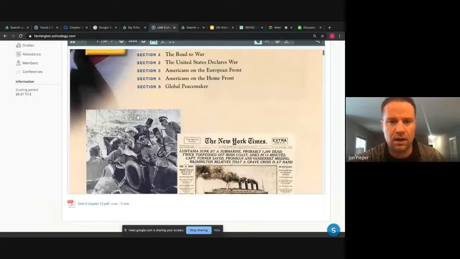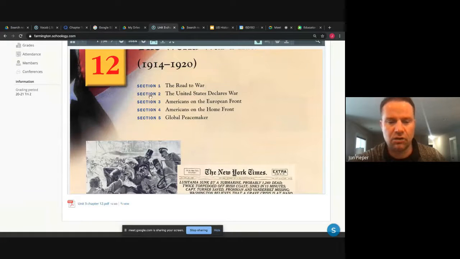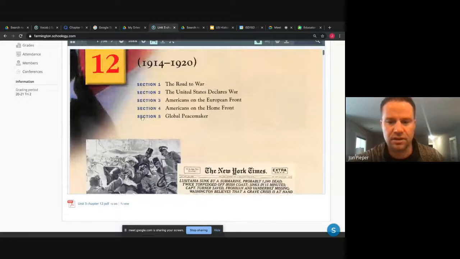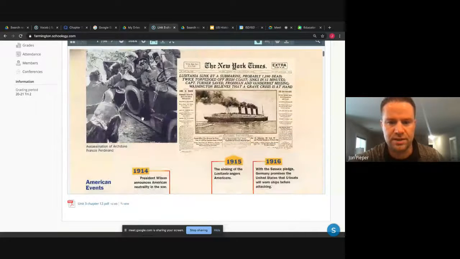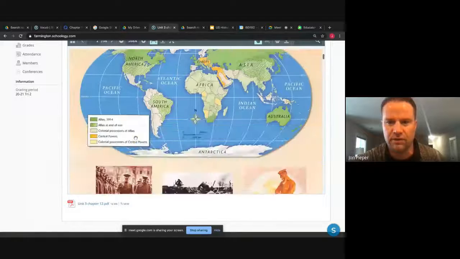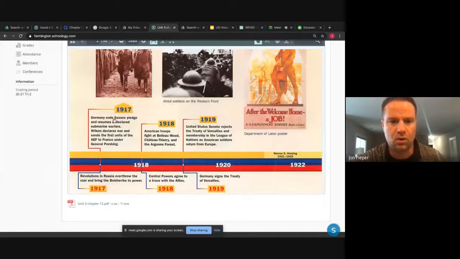It's going to go chronologically here. Section one is going to talk about the causes, the road to war, and then in section five you'll start to talk about Wilson, the 14 points at the end of the war there. Okay, little timeline for how this unfolded here. You all should know by now that World War I is between 1914 and 1918, and that the United States isn't going to get involved in the war or declare war until 1917.